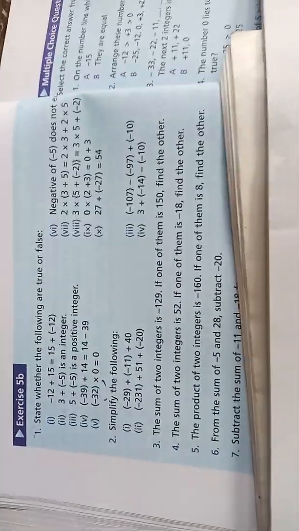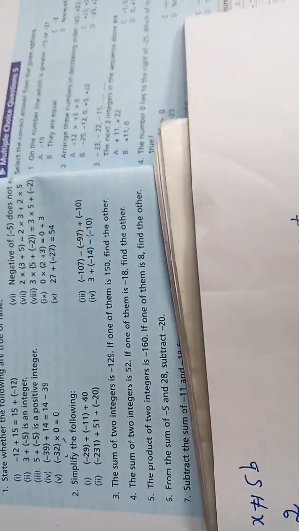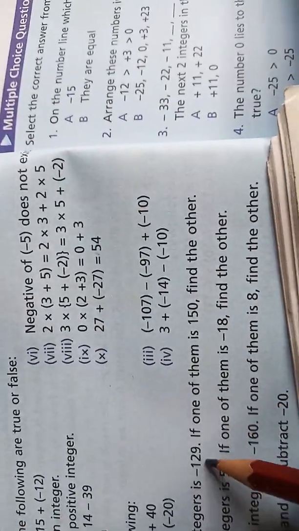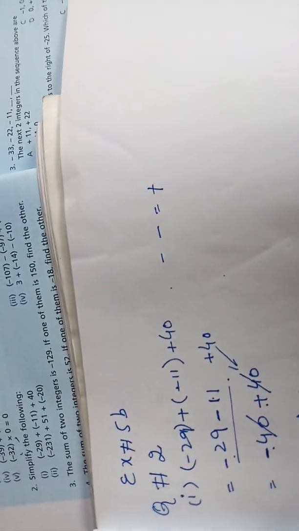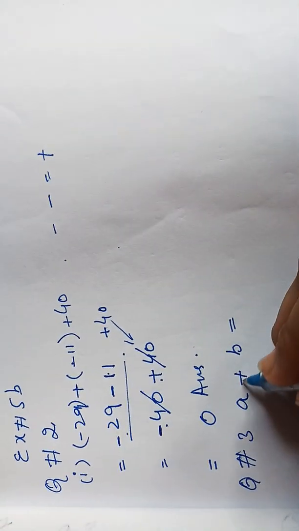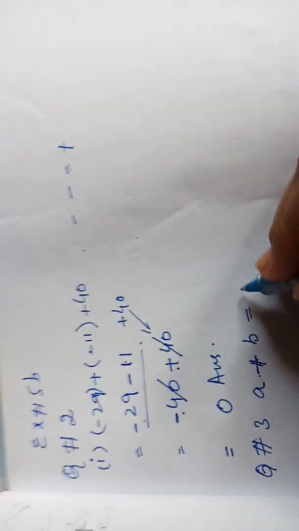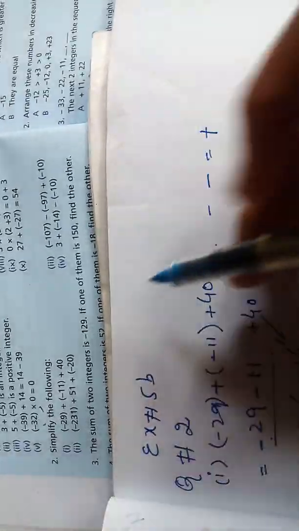Now come for question number 4. I'll just guide you, give you a hint, and you have to solve these questions in your notebooks. You can see the sum of two integers is minus 129. First suppose that you have two integers in question number 3, that is a plus b, and the sum of the two integers is minus 129.